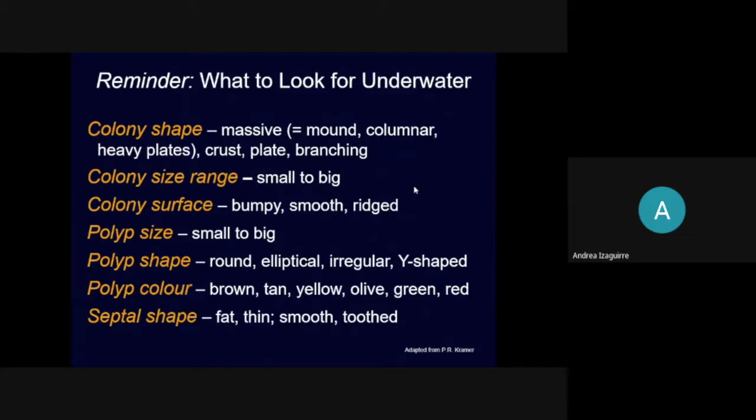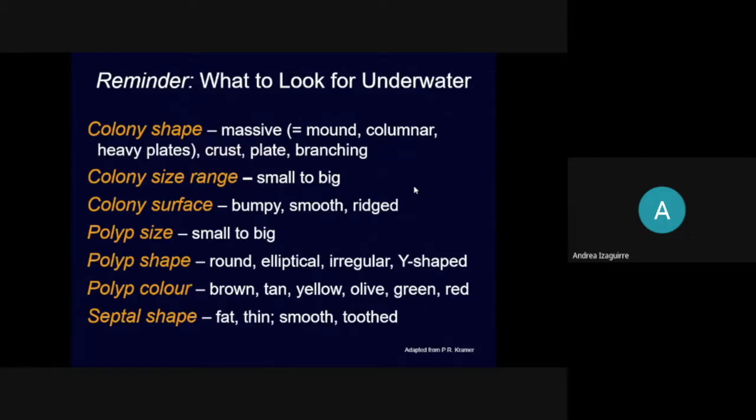Your first clue is going to be colony shape. So how big it is. Is it really big? Is it small, like the overall colony? Then the colony size. That's the size. So shape also means like what. Is it encrusting? Is it making a mound, columns, plates, branching, etc., etc.? Surface is created by the polyps. So is it bumpy or smooth? What does it look like?